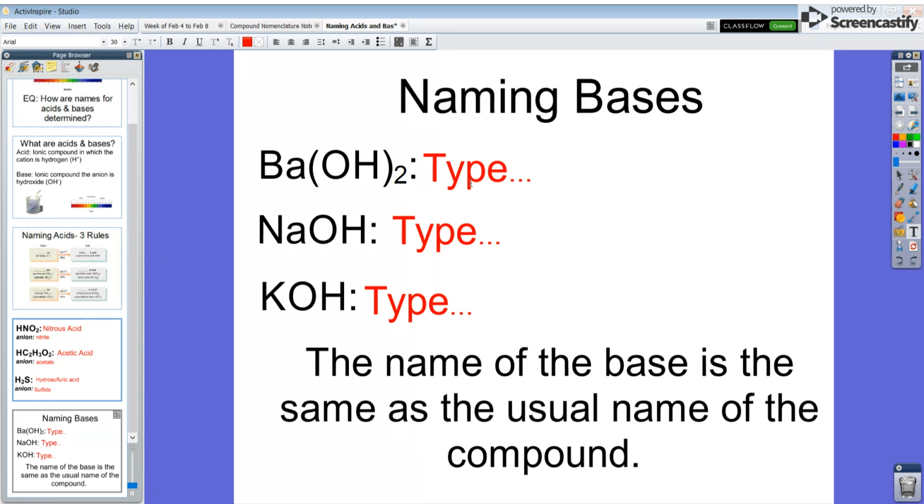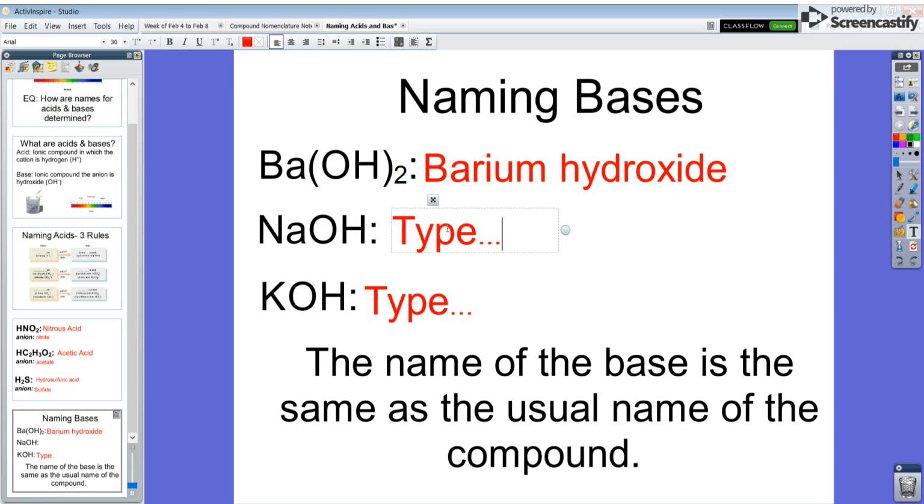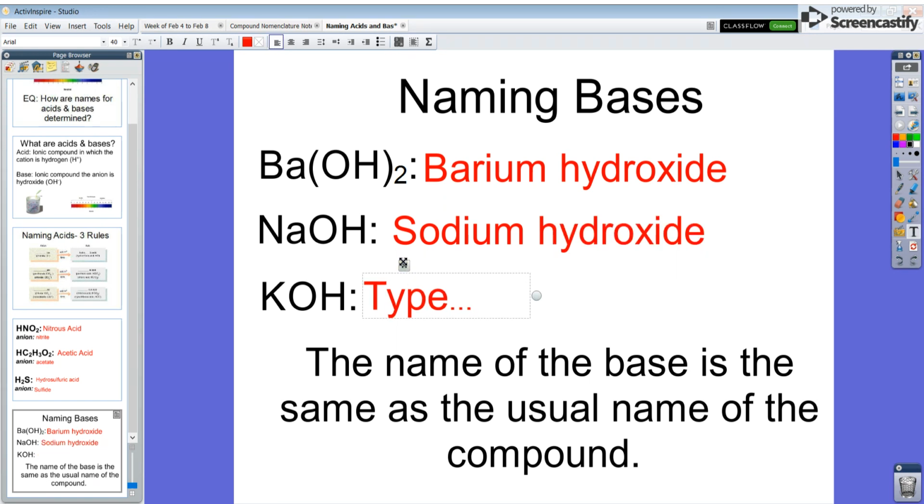Naming bases is a whole lot easier than naming acids. You name them exactly the same way as you would name any other ionic compound. There are no special rules for it. So Ba(OH)2 becomes barium hydroxide. NaOH becomes sodium hydroxide. And then KOH becomes potassium, you guessed it, hydroxide.